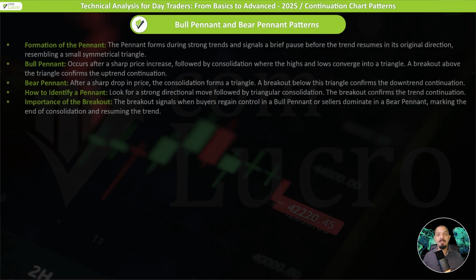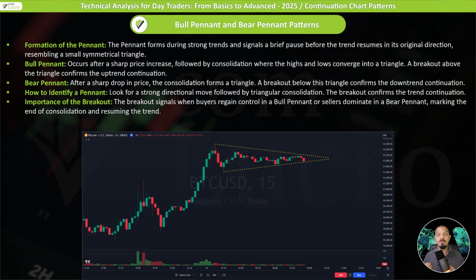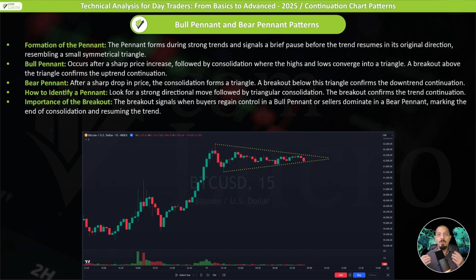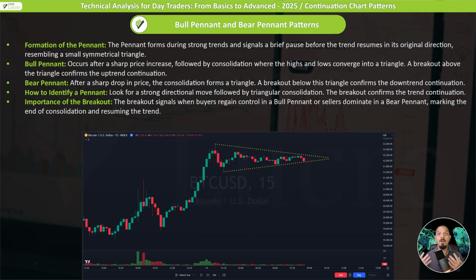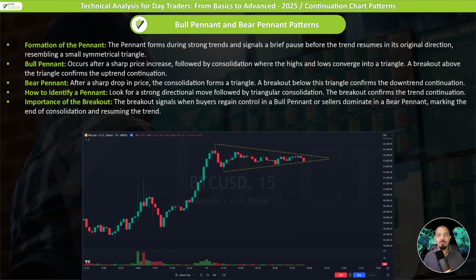Let's now explore the pennant, another important continuation pattern in trading. The pennant forms during strong trends and signals a brief pause before the trend resumes in its original direction. It resembles the flag, but differs in that the price consolidates into a small symmetrical triangle rather than a sloping channel. The pennant represents a temporary indecision in the market before the continuation of the prior move.